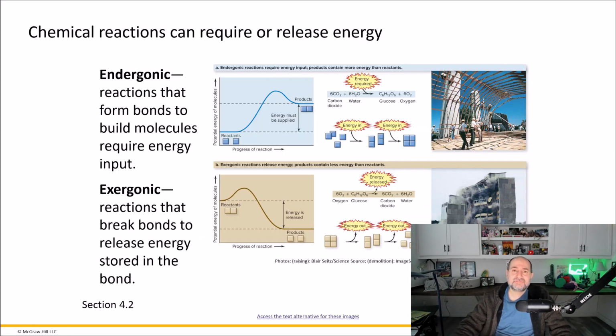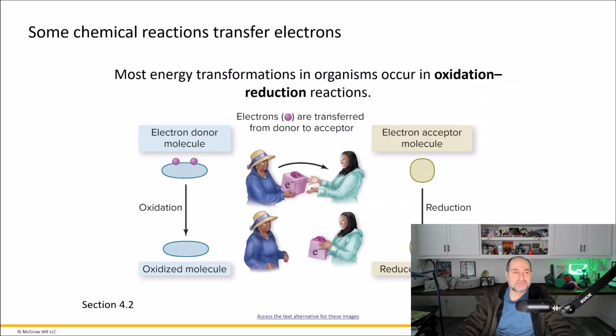Next, I definitely want you to know the difference between an endergonic reaction and an exergonic reaction. You should know that an endergonic reaction is one where bonds form and energy is required, whereas an exergonic reaction is one where bonds break and energy is released. Try to remember those facts.